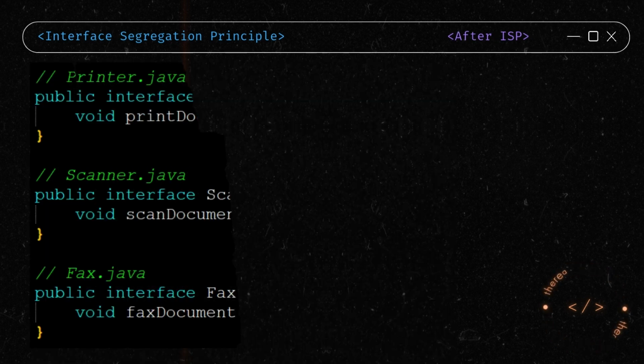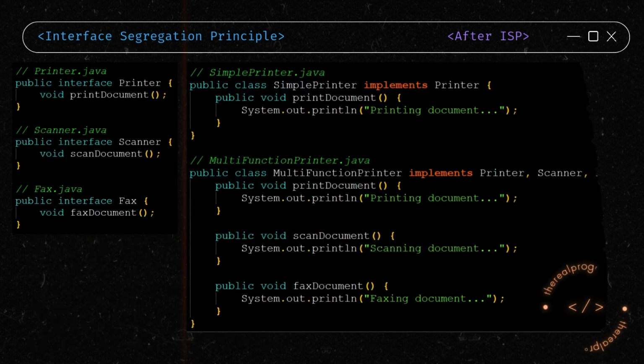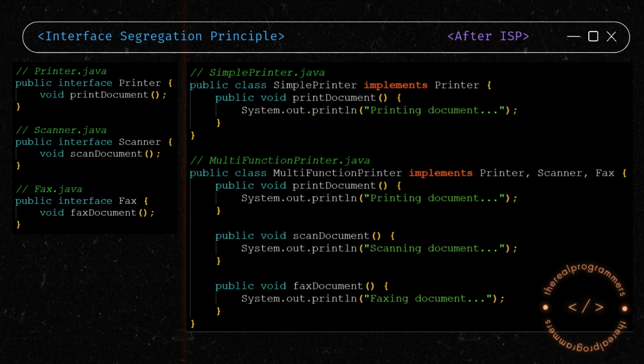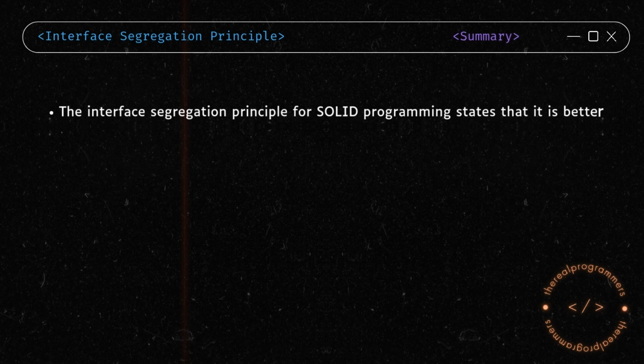To solve this, we should create 3 different interfaces so that the printer classes are free to implement only those interfaces which are relevant to them. For example, the simple printer is free to implement only the printer interface and provide implementation for the print document method, while the multifunction printer can implement all the other interfaces which are relevant to it. The interface segregation principle for SOLID programming states that it is better to have many smaller interfaces than a few bigger ones.